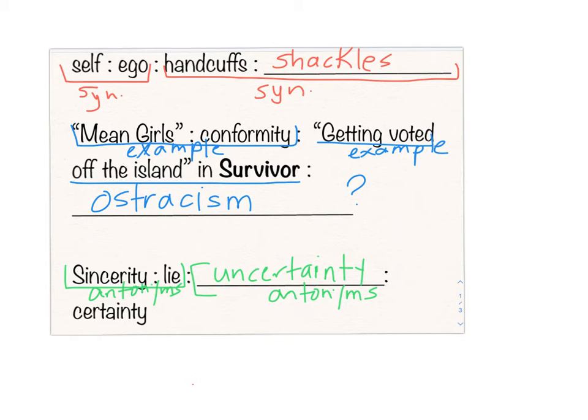So an analogy is when you're given two sets of word pairs that share the same relationship. And it's really important when you're working on analogies, you have to figure out what is the relationship, because that relationship has to be the same for both word pairs. On the next slide, we're going to take a look at a few more.